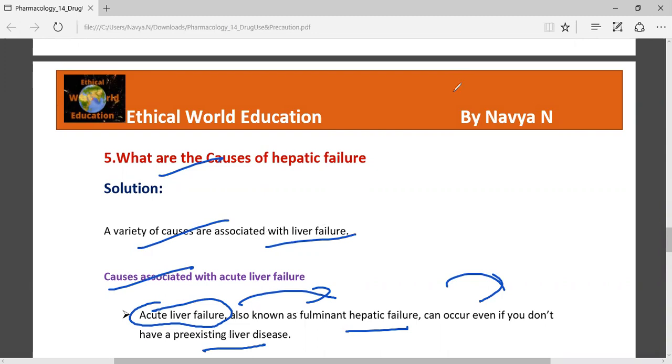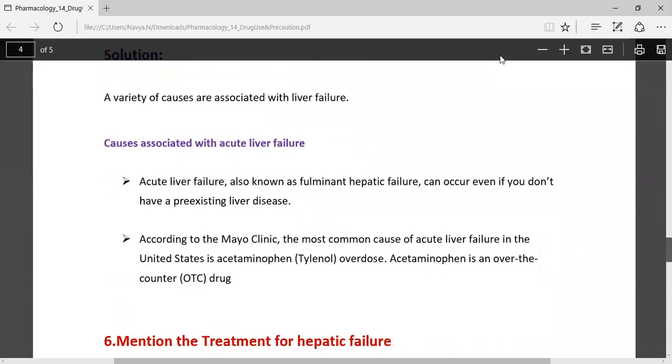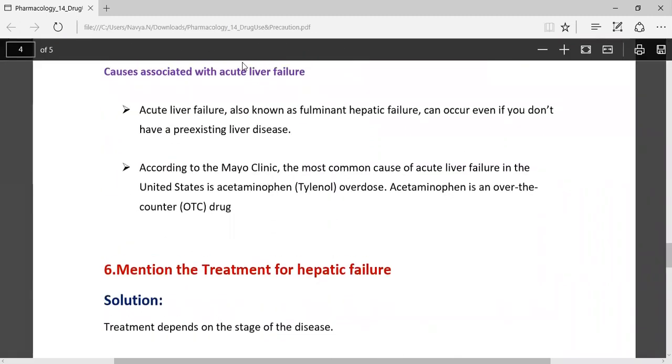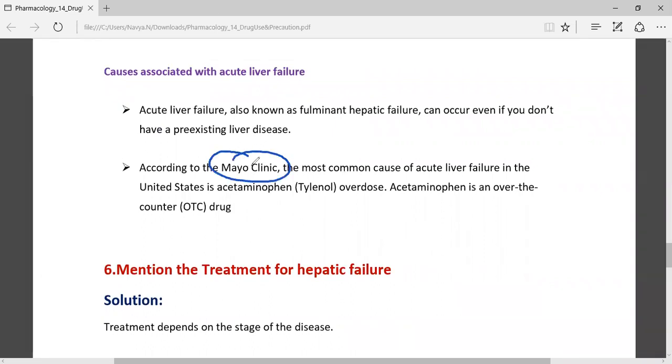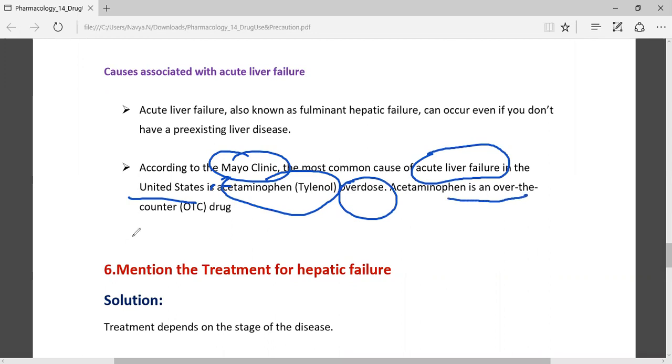And also we have the Mayo Clinic. According to the Mayo Clinic, the most common cause of acute liver failure in the United States is acetaminophen, that is Tylenol overdose. Acetaminophen is an over-the-counter drug.